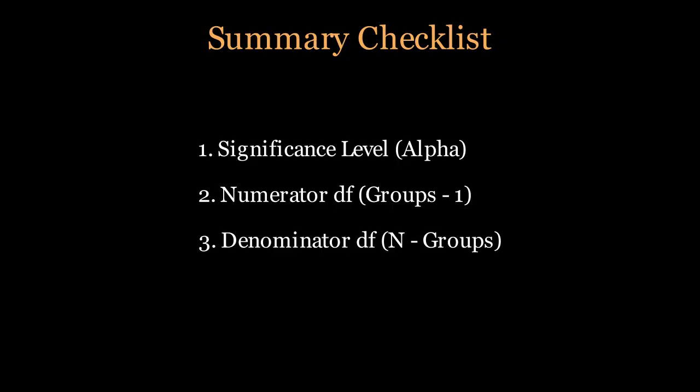To summarize, finding a critical value requires 3 pieces of information: the alpha level, the numerator degrees of freedom, and the denominator degrees of freedom. Mastering this table is a rite of passage for any researcher or data scientist. It transforms abstract numbers into a rigorous decision-making framework.